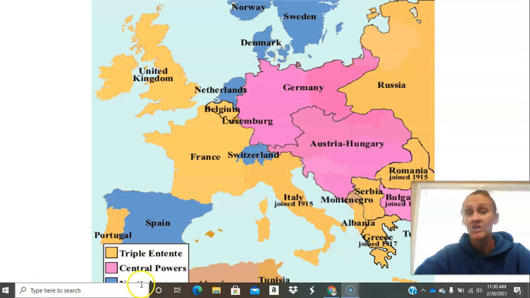And then your neutral powers, the ones who wanted to stay out of the war, you got Denmark, the Netherlands, and Switzerland. Okay, so you can see that the Central Powers are kind of sandwiched in between the Allies, which is going to make it really tough for them to get supplies in, to fight a war on two different sides of their nations, or two fronts.